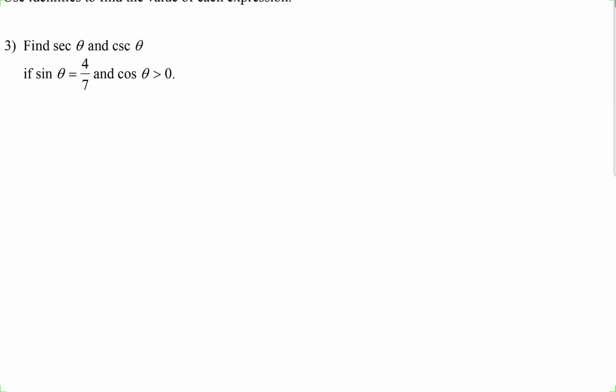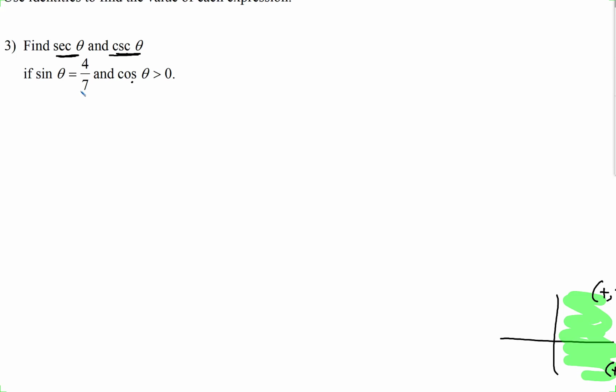Okay, we're going to do one more of these. Pythagorean theorem again. And now we need to find secant and cosecant. And we know cosine is positive. Well, we know cosine is positive in the first and fourth quadrants because the x's are positive in both those quadrants. So cosine is positive in those two quadrants.